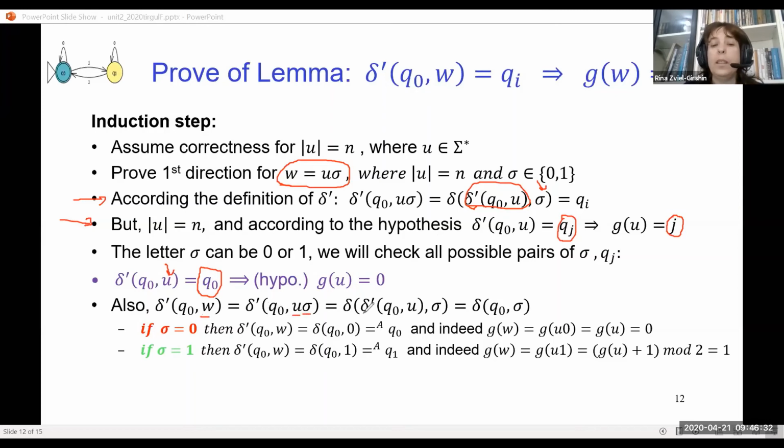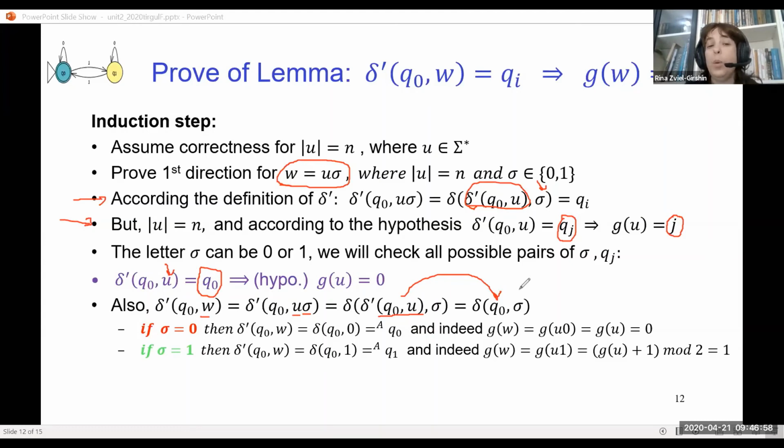When I started reading U from the state Q0, we know that I moved to Q0 because it was what we assumed. So now I have to analyze. If I finished reading the prefix U in Q0 and I have an additional letter sigma, where should I move? And what is the meaning of my move?